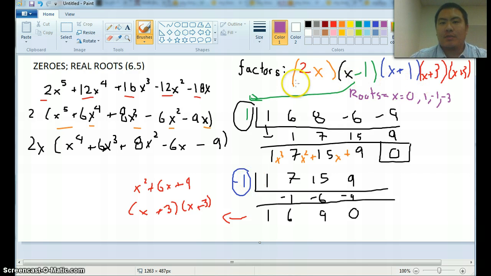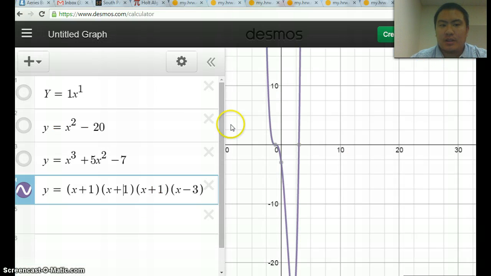Okay, so now you're left with all these factors: 2x, x minus 1, x plus 1, x plus 3, x plus 3. You can see that we have roots here. For 2x, the way to make that 0, you would just set x equals 0. X minus 1, to get that to be 0, you would need x to be 1. For x plus 1 to equal 0, you'd need negative 1. For either one of these x plus 3's, you'd want negative 3. So you can see it on here how that would look.